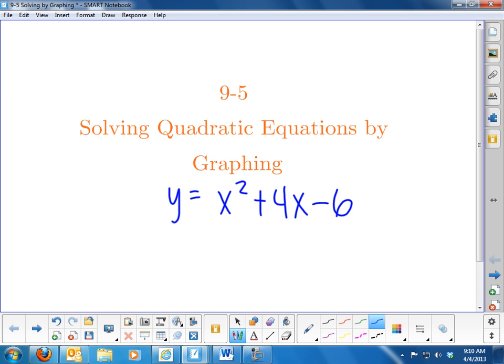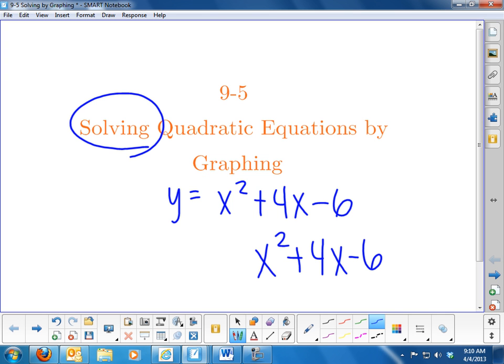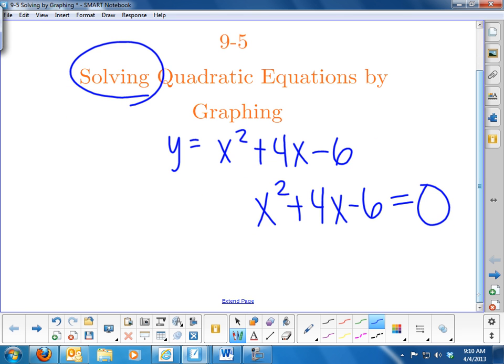Now we're still going to be taking these quadratic equations and graphing them using our graphing calculator, but now we have this new word solving in the problem. So we are going to take a quadratic equation like x squared plus 4x minus 6, and now we're going to set this equation equal to 0 so that we can solve for the values of x. I want to know in this equation what values of x make this equation equal 0? It's either going to be one value, two values, or no values.